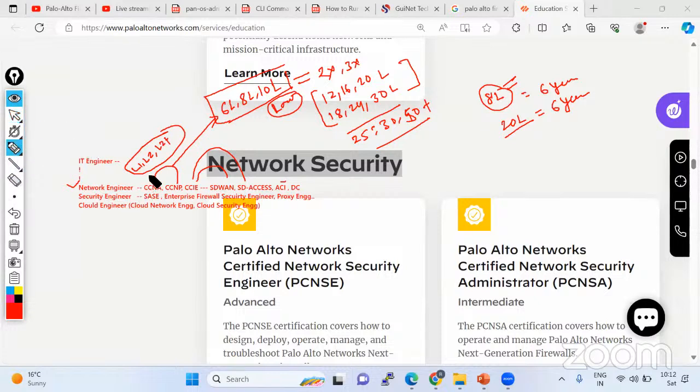So what option do they have? Either they can learn SD-WAN, SD-Access, or ACI, or they can do the CCIE. If they can do the CCIE, then they are highly demandable engineers in the network domain. But what is the problem? To crack the CCIE exam, it requires too much dedication. You have to study for almost 6 to 12 months throughout the year, and also invest a lot of money. Approximately 3 lakhs at minimum just to clear this exam.